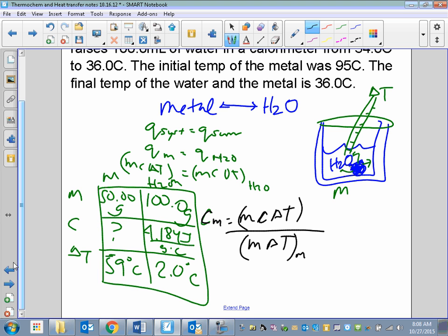Which of these is negative? Which of them is losing energy? Metal, because this should be negative, by the way. Sorry. 36 minus 95 is negative 59. Yep, so this is exothermic. So this should be negative Q over here. But the negatives always cancel each other out. It really doesn't matter, but I'm going to put the negative right there just to make sure we see that one's exo and this one's endo.